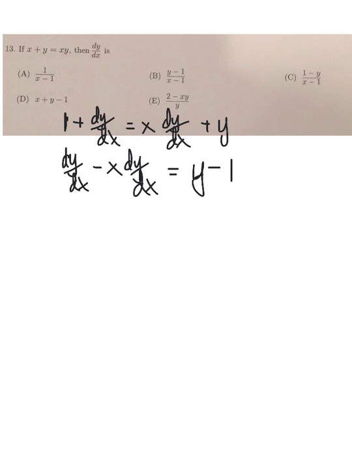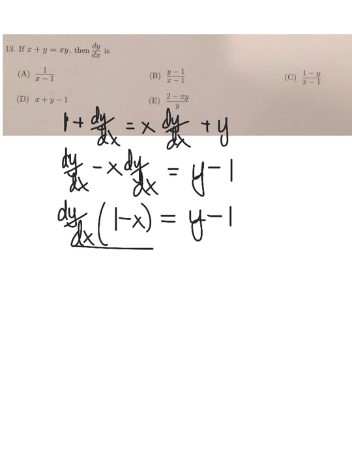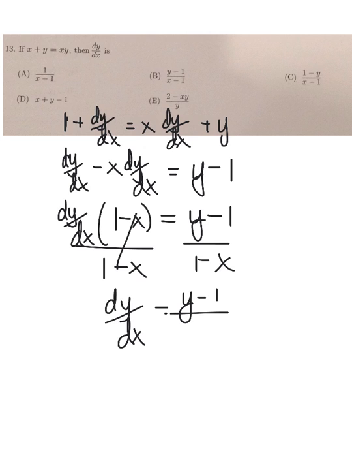Okay, so I look at the left side, and I say, well, they both have a dy dx, so let me factor that out, and I'm left with 1 minus x. And then remember, to get the dy dx by itself, I'm going to divide out, and there's my answer. So dy dx equals y minus 1 over 1 minus x. Okay, and that is, oh no, I said the answer was choice C, didn't I?